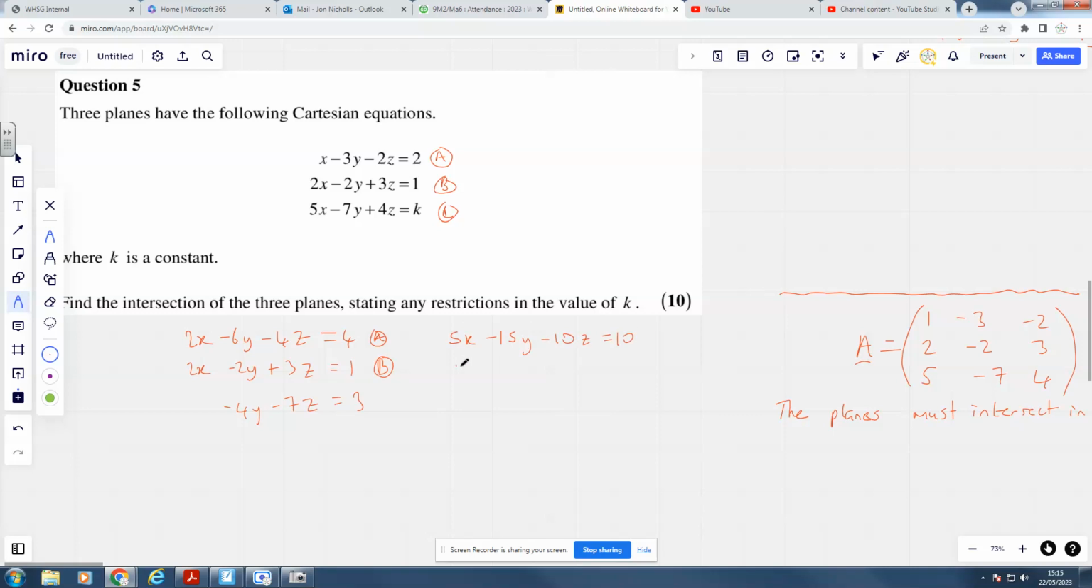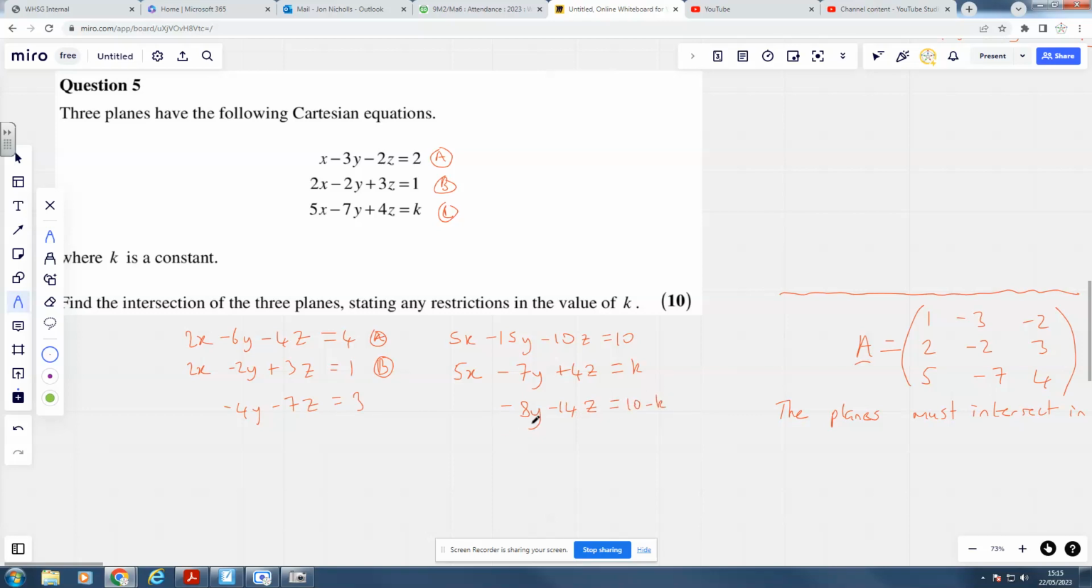And then write down C underneath. And I'll subtract again. Minus 15 minus 7 is minus 8y. Minus 10 minus 4 is minus 14z, yeah? I was very happy when that was a multiple of that, yeah? And then that's going to equal k minus, which way round did we do it?